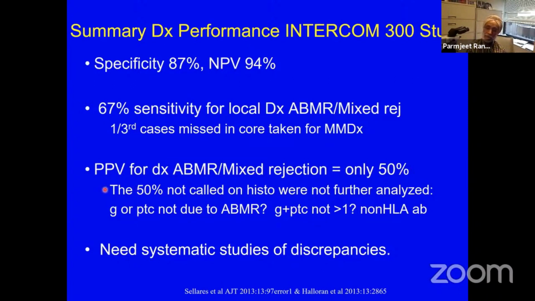Now, the 50% which histology called ABMR, the molecular diagnosis did not, they were unfortunately not analyzed in great detail. Was it because their G and PTC scores were not high enough? Did they have non-HLA antibodies? So these are areas where we need better and more systematic studies to understand where and why these discrepancies occur.